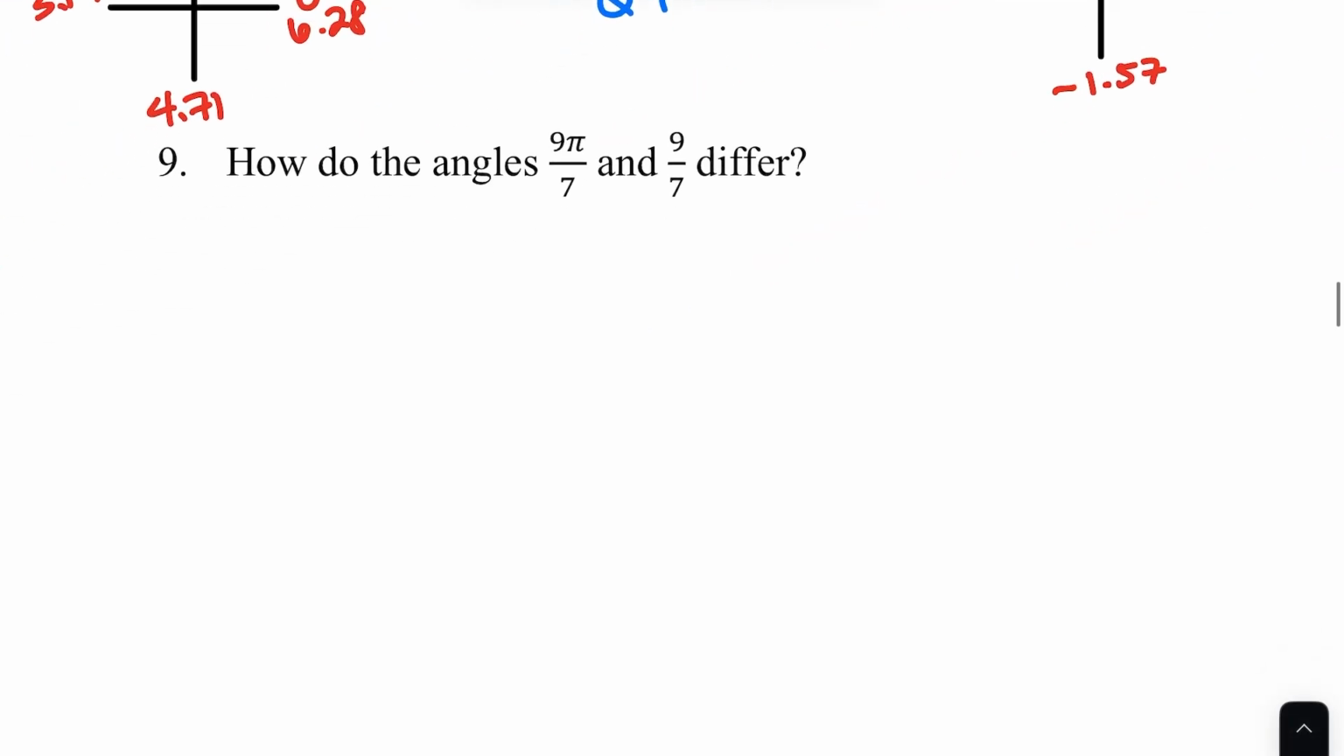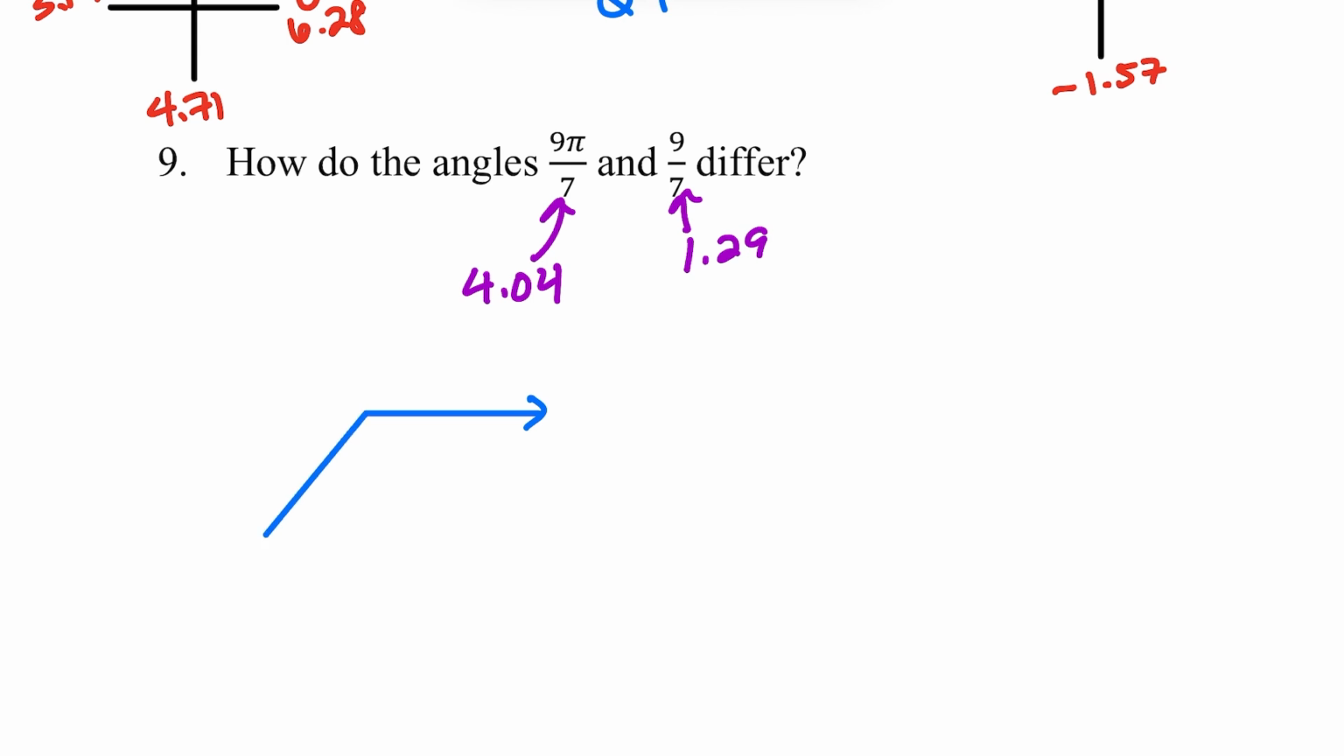So if I give you 9 pi over 7, is that the same thing as 9 sevenths? Well, if we put this into the calculator, 9 times pi divided by 7 gives 4.04. 9 sevenths is only 1.29, which if I drew this out, 4.04 would end up terminating in quadrant 3, where 1.29 is going to be a little less than 1.57, so it's something that looks like this. So in terms of pi and not having pi, they're both radians. However, they're both different depending on if it has a pi or not.